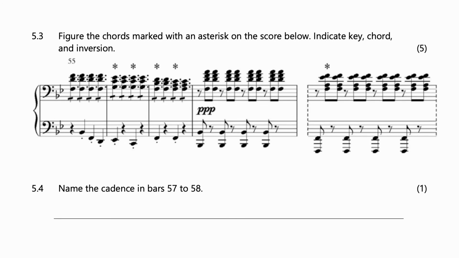If we look at question 5.3, we're asked to figure the chords marked with an asterisk on the score below, and we also need to indicate the key, the chord, and the inversion. So first thing to look at over here is obviously our key signature, and we are in B flat major. My other option for 2 flats would be G minor, but I can see that I have a lot of note Fs, but no F sharps, and I would expect to see a raised 7th if this was going to be G minor. Another essential thing that you have to watch out for is looking at your clefs.